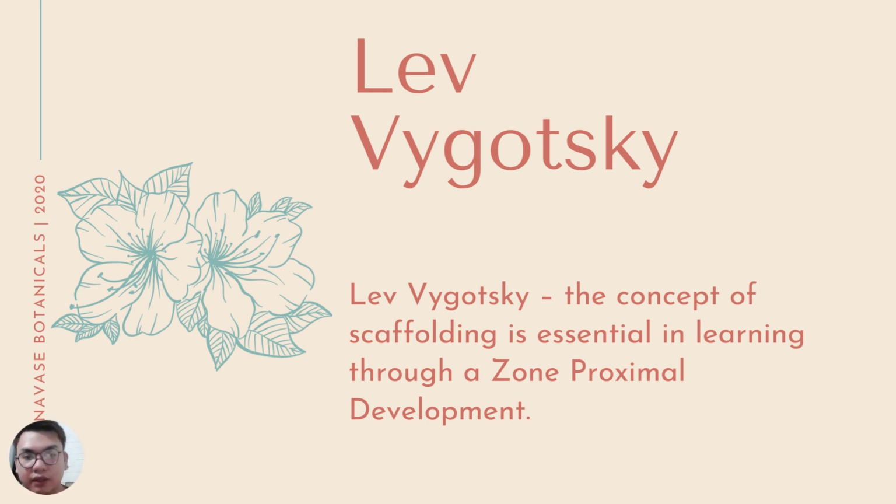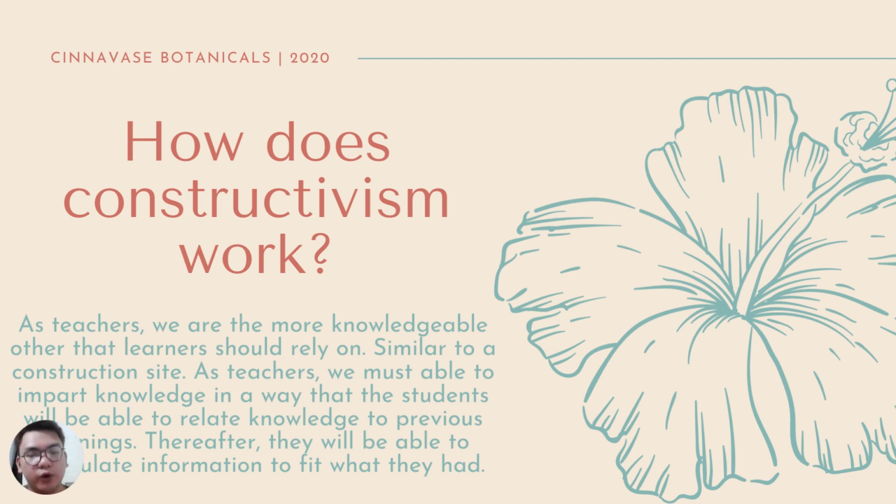The zone of proximal development says that learners will learn when they are in proximity or near someone who's more knowledgeable than them, or the more knowledgeable other. So, in a classroom setup or in a school setup, the more knowledgeable other is us teachers. And similar to our construction work, we build and build on those layers that are existing already in the child's mind. Now, how does constructivism work?